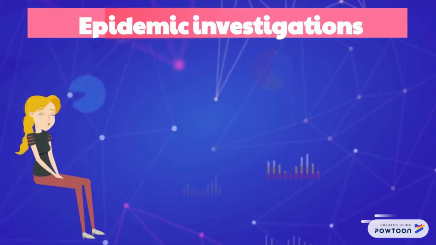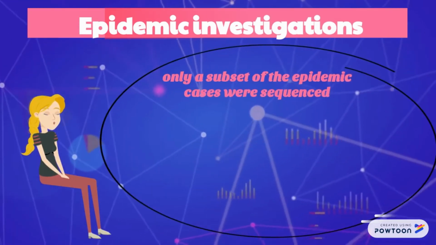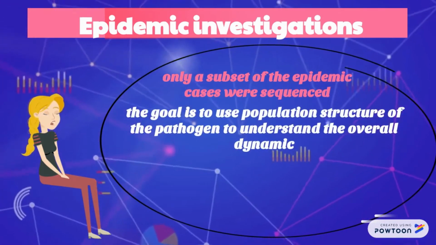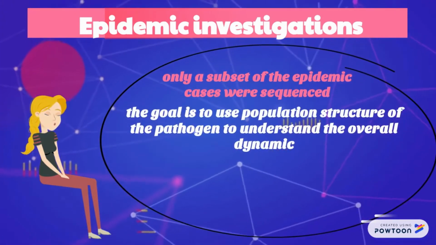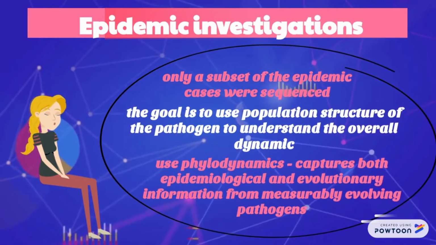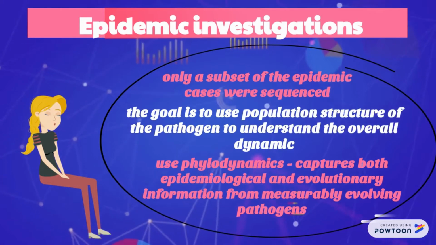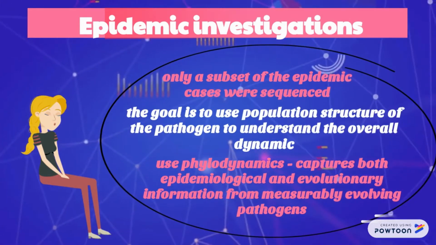The third type is epidemic investigation. Only a subset of the epidemic cases were sequenced. The goal is to use the population structure of the pathogen to understand the overall dynamics, using phylogenetic approaches that capture both epidemiological and evolutionary information from measurably evolving pathogens.